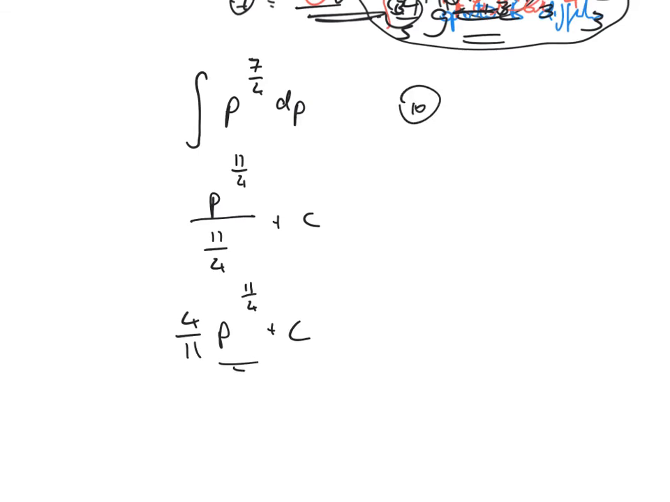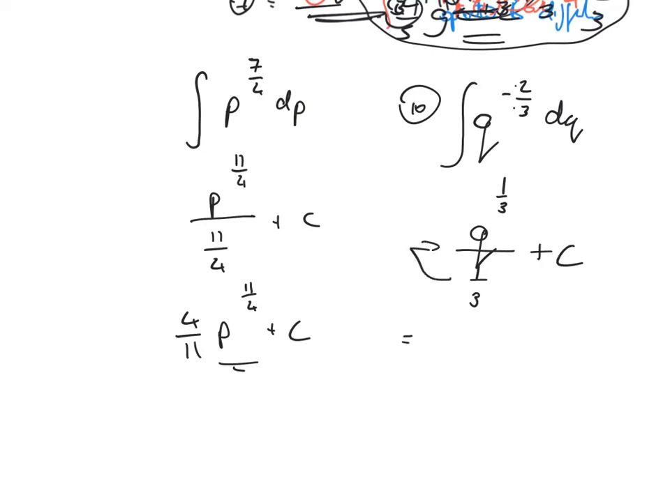Let's try example 10. I'm going to integrate q to the minus 2/3 dq. Add 1 to the power, so I've got minus 2/3 of a pizza plus a full pizza, so that's adding on 3/3. Minus 2/3 plus 3/3 is 1/3. q to the 1/3 divided by 1/3 plus c. Bring the fraction up, flip it over, 3 over 1, that's 3. 3q to the 1/3 plus c.